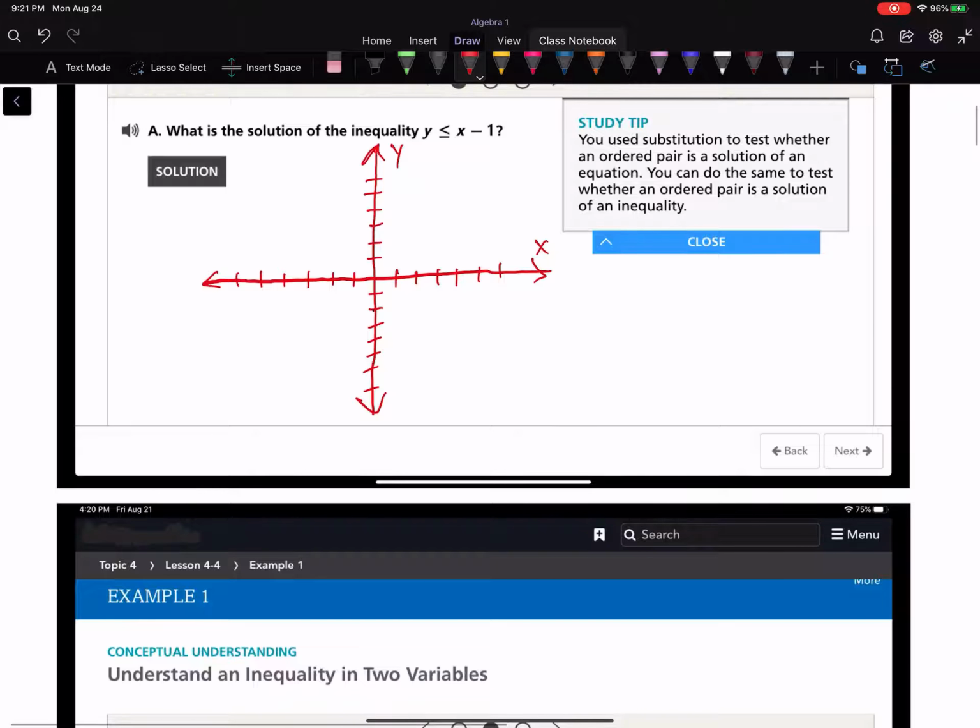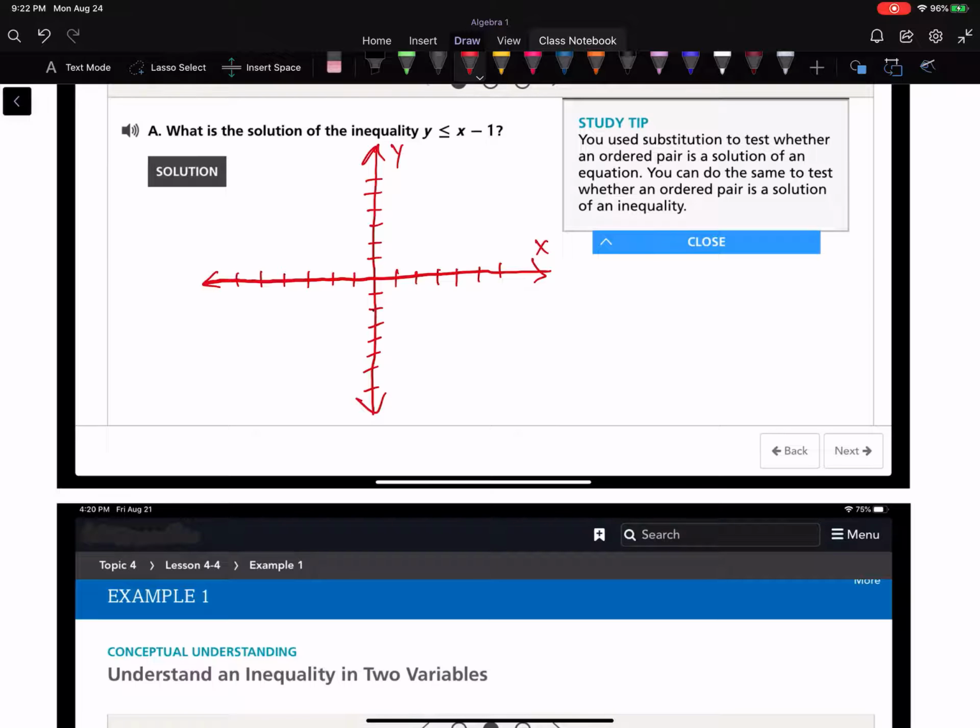Our first one is just basic. It says, what is the solution of the inequality y is less than or equal to x minus 1? Well, there are a lot of solutions to this problem, so the only way you can write the solutions is to demonstrate it with a graph. X and Y points are going to be all over this that work, and we have to figure out where is the region of the graph where the points satisfy the inequality.